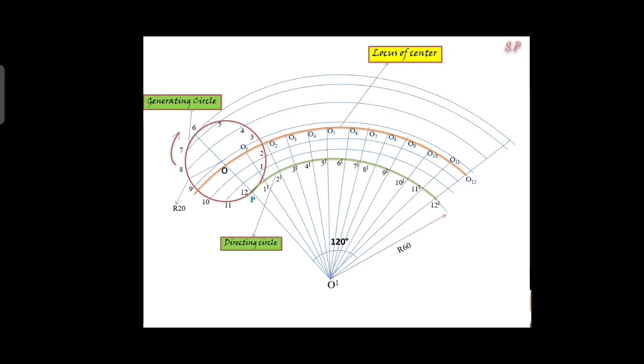Next you come to the final step. O1 is the center. Our generating circle radius 20 mm is the radius. O1 is the center, 20 mm is the radius. You draw the arc on the first point locus line. That intersecting point is P1. The next O2 is the center. You draw the arc on the second point locus arc. You intersect that, you get P2.